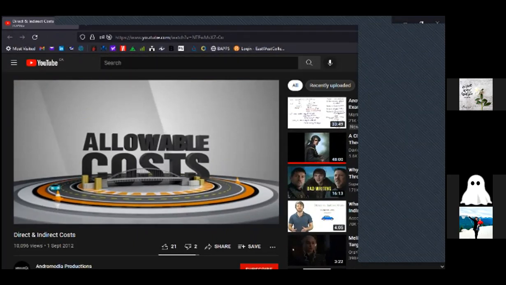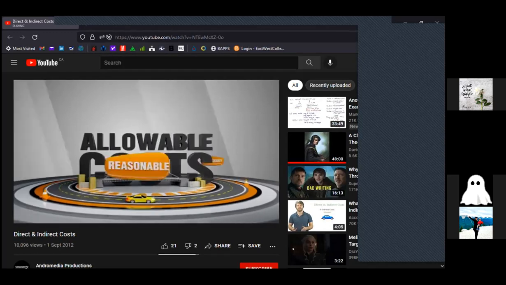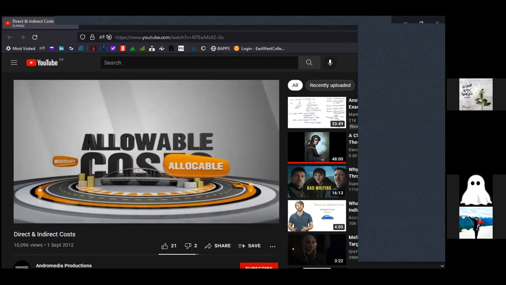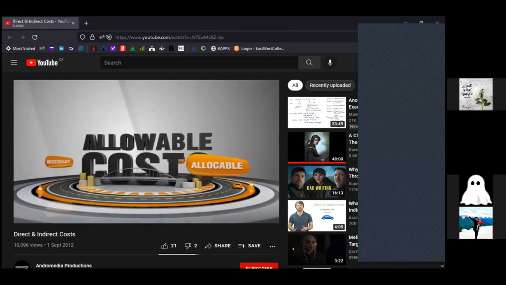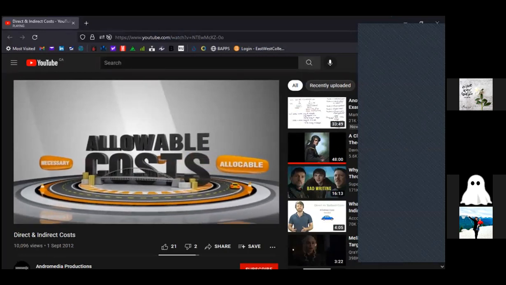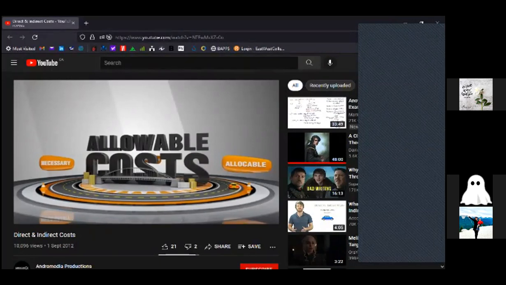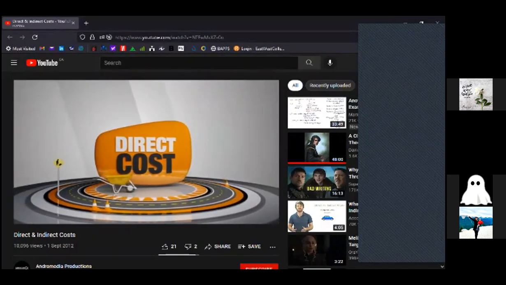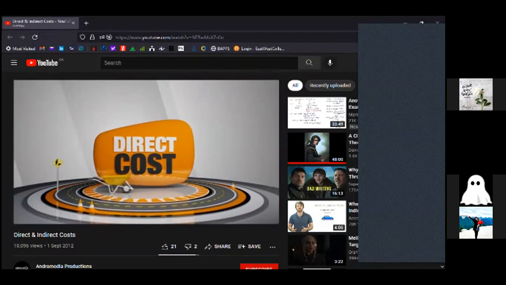These three conditions are that the expense must be necessary, reasonable, and allocable. We'll explain more about each of these conditions in a few moments. But first, let's get an understanding of the two types of costs that make up a project's total cost: direct and indirect costs. A direct cost is an expense for an item or service bought specifically and entirely for the project.